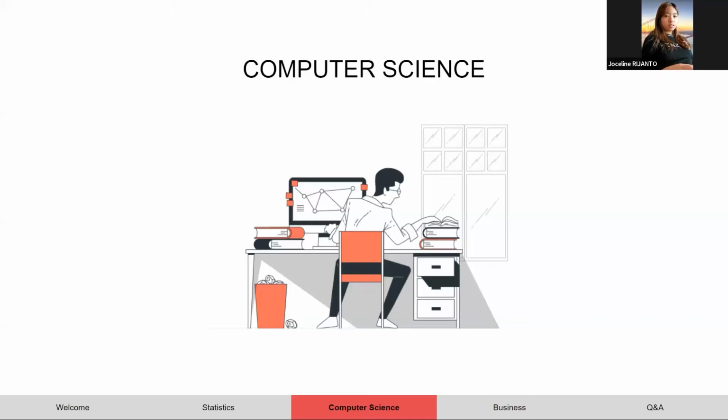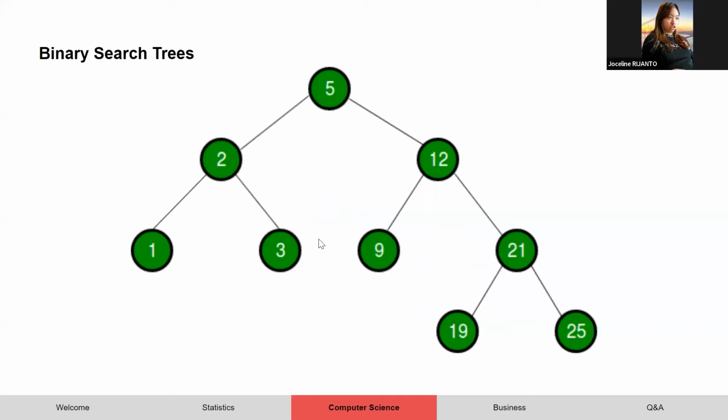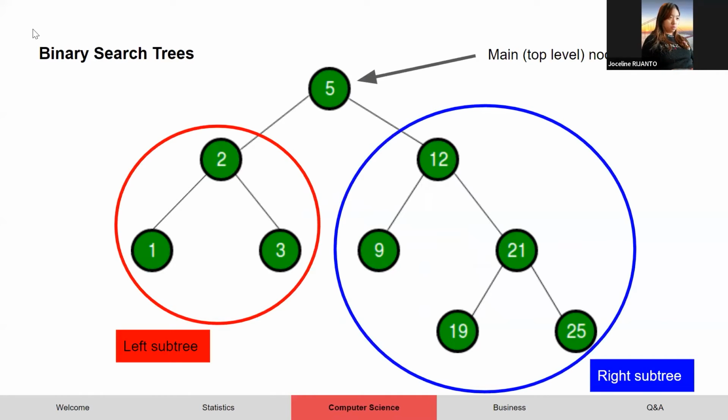All right, so first we will be talking about binary search trees. A binary search tree is basically a data structure used for organizing and searching data, where each node has at most two children: the left child and the right child. The value of each node in the left subtree should be less than or equal to the value of the current node, and the values of the right subtree should be greater than or equal to the value of the current node. So we have three components: the main top-level node, the left subtree, and the right subtree.